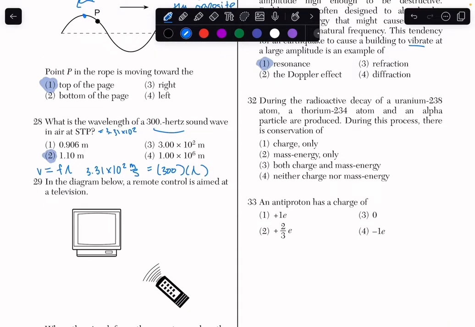32. During the radioactive decay of a uranium-238 atom, a thorium-234 atom and an alpha particle are produced. During this process, there is a conservation of, both charge and mass energy. This is just a law. There's always conservation of mass, energy, and charge. Remember that. It's always conserved.